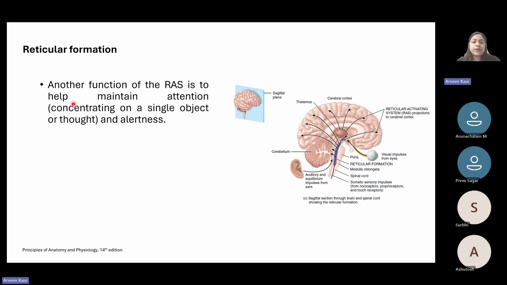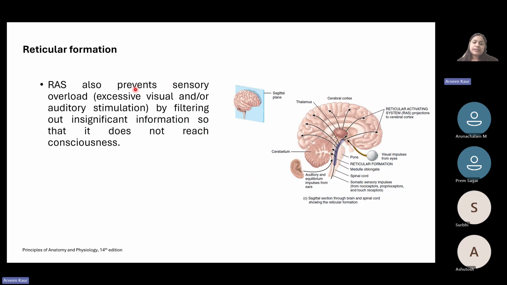Another function of RAS is to help maintain attention, which is to concentrate on a single object or thought, and alertness, right? So RAS also prevents sensory overload, that is excessive visual and or auditory stimulation, by filtering out insignificant information so that it does not reach our consciousness.